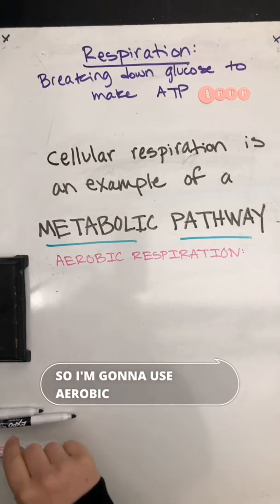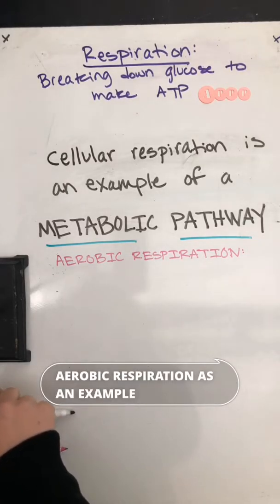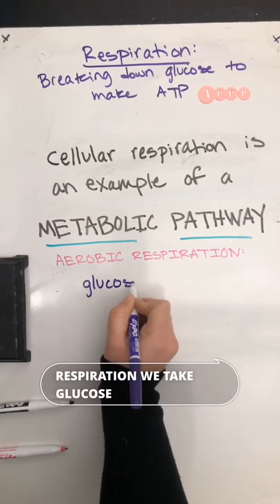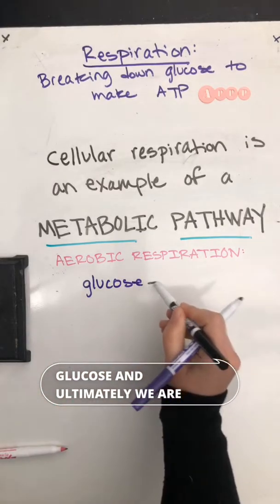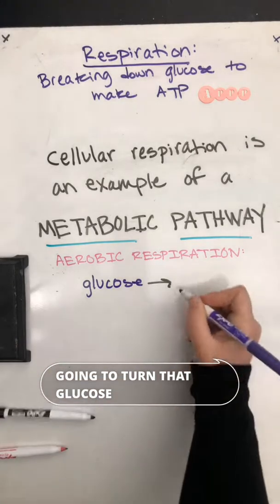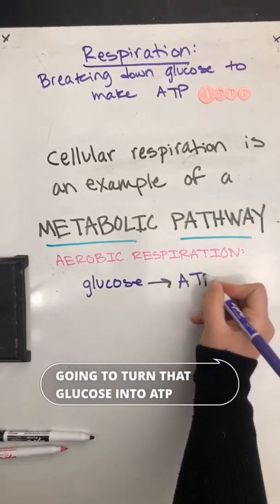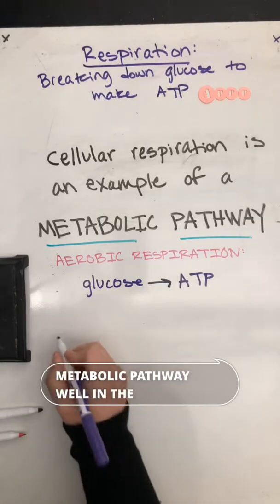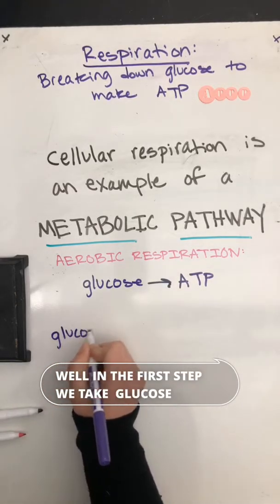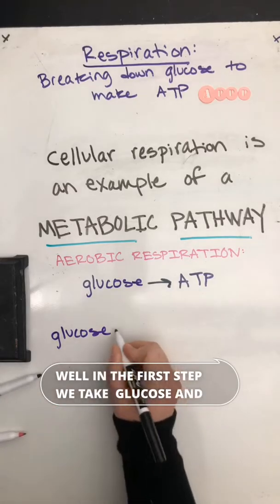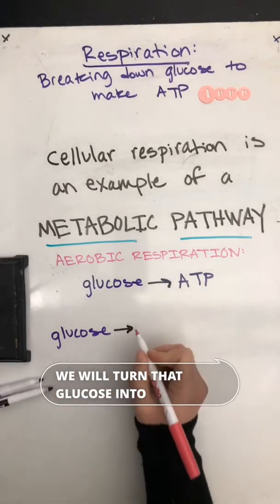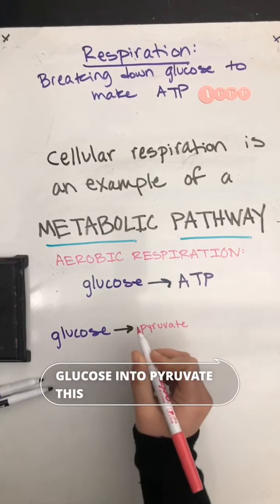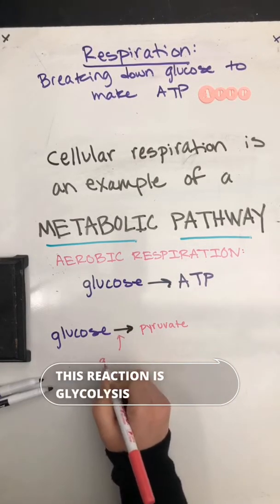So I'm going to use aerobic respiration as an example. In aerobic respiration, we take glucose, and ultimately, we are going to turn that glucose into ATP. So let's look at this metabolic pathway. In the first step, we take glucose, and we will turn that glucose into pyruvate. This reaction is glycolysis.